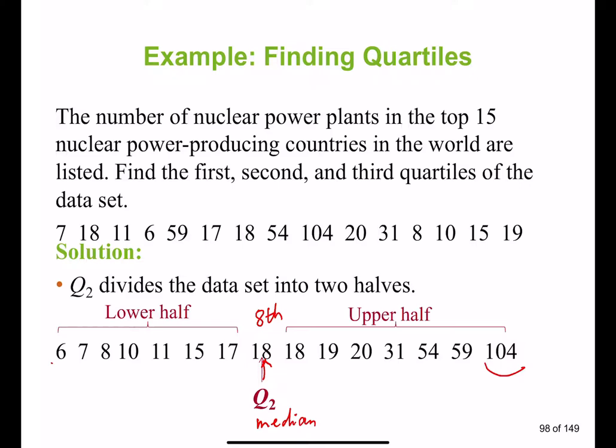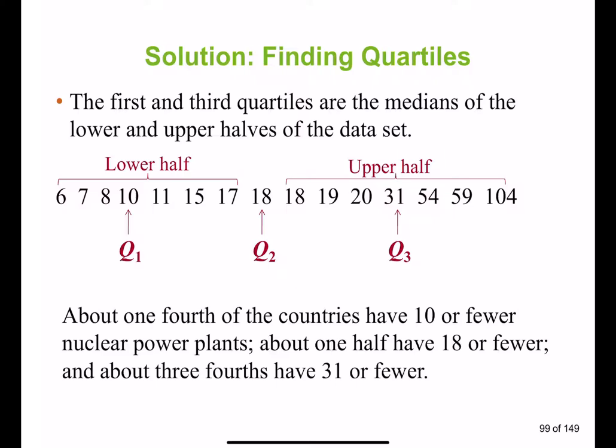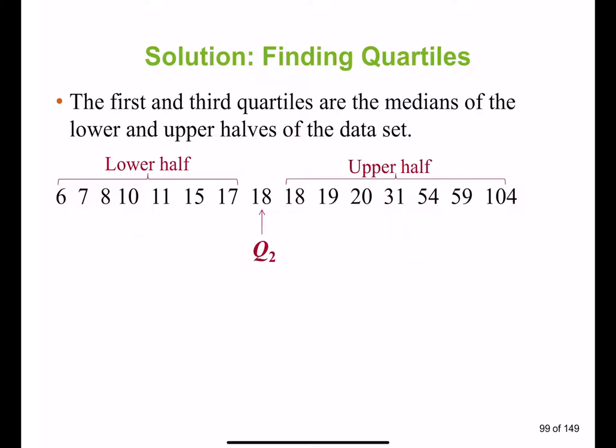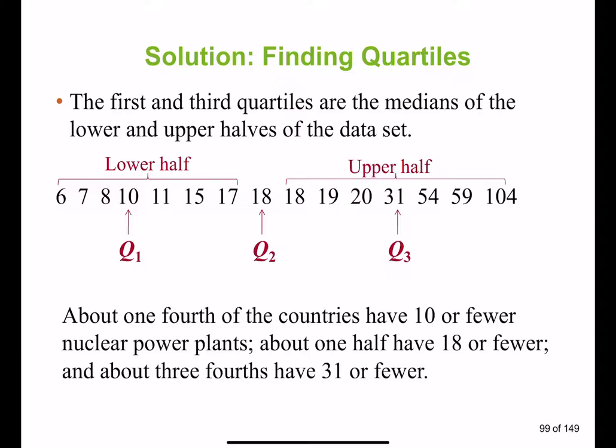Now let's find Q1. If we take the lower part, the interval between 6 and 17, what will be the median here? It's going to be Q1, which is 10, because you have an odd number of elements, so the middle position is the median for this lower half. And the upper part also has 7 elements, so the fourth position, starting from 18 and going all the way to 104, that will be Q3, the median for the upper half.